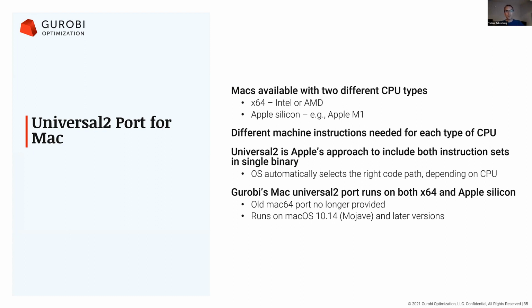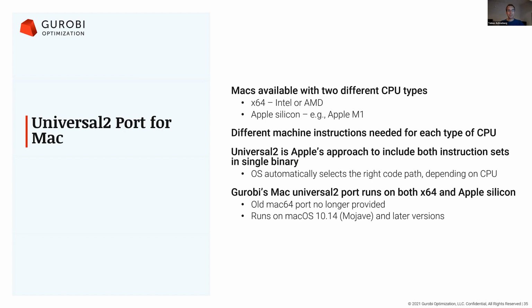The old Macs were all based on x64 architecture, so this would be Intel or AMD chips. But the newer and more powerful ones are based on Apple silicon, in particular the current Apple M1 chip. These 2 types of CPUs have different machine instructions, so the binary code to run on such a chip needs to be different. Universal 2 is Apple's approach to include both instruction sets in a single binary.